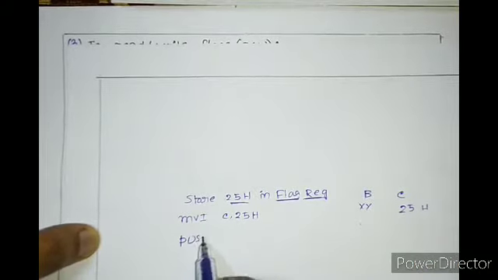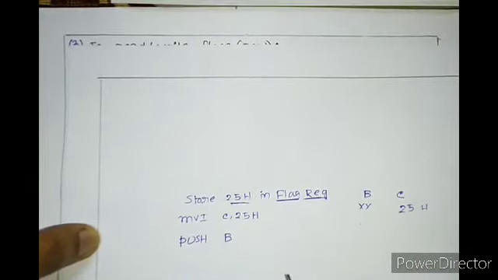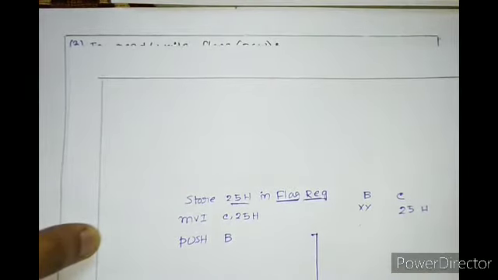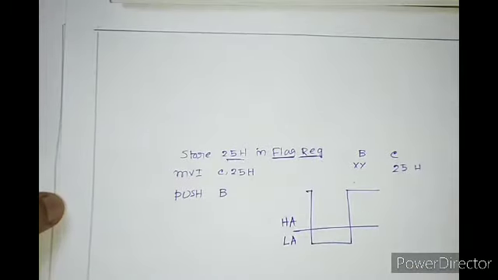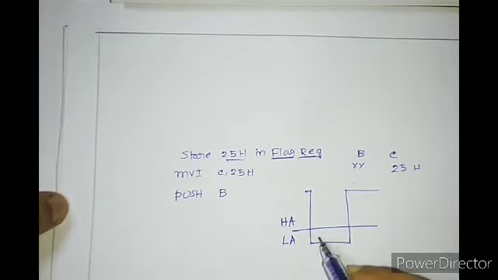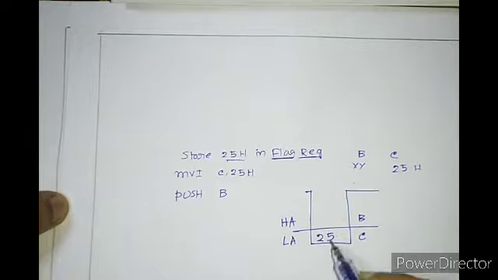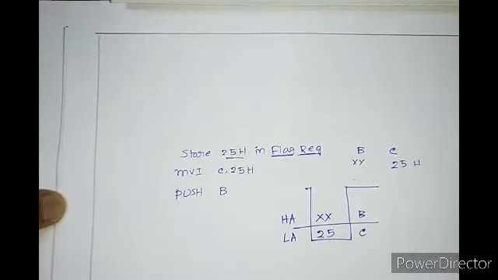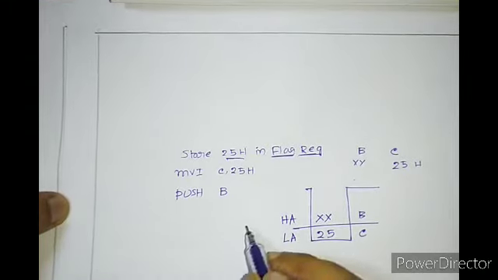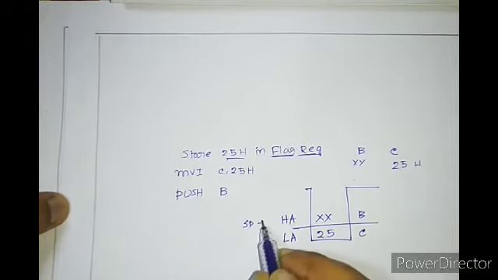Push B means in the stack pointer, 25 will get stored at the lower address and the garbage value stored in B will get stored here. Now this is my top of stack.